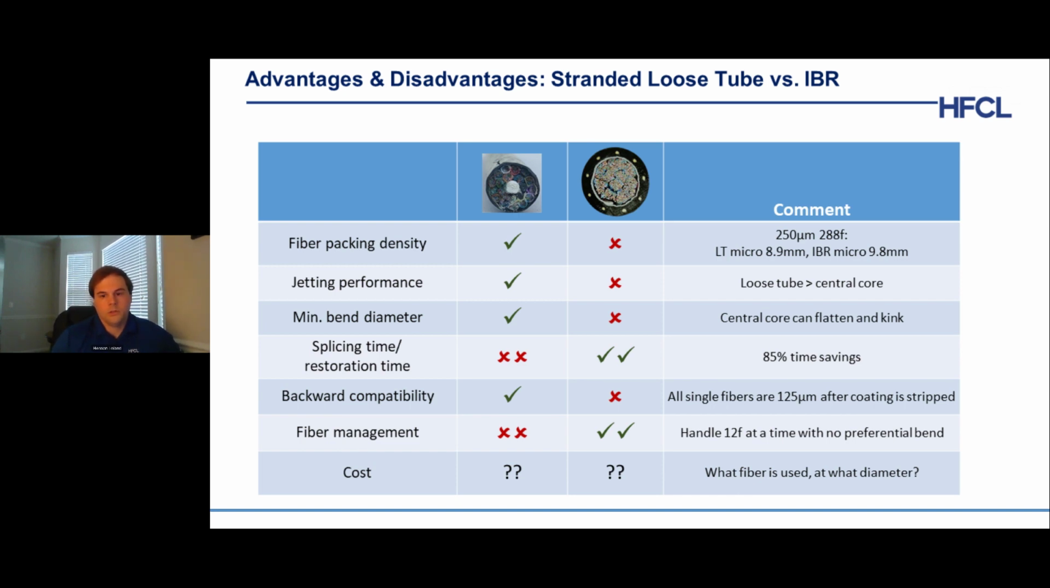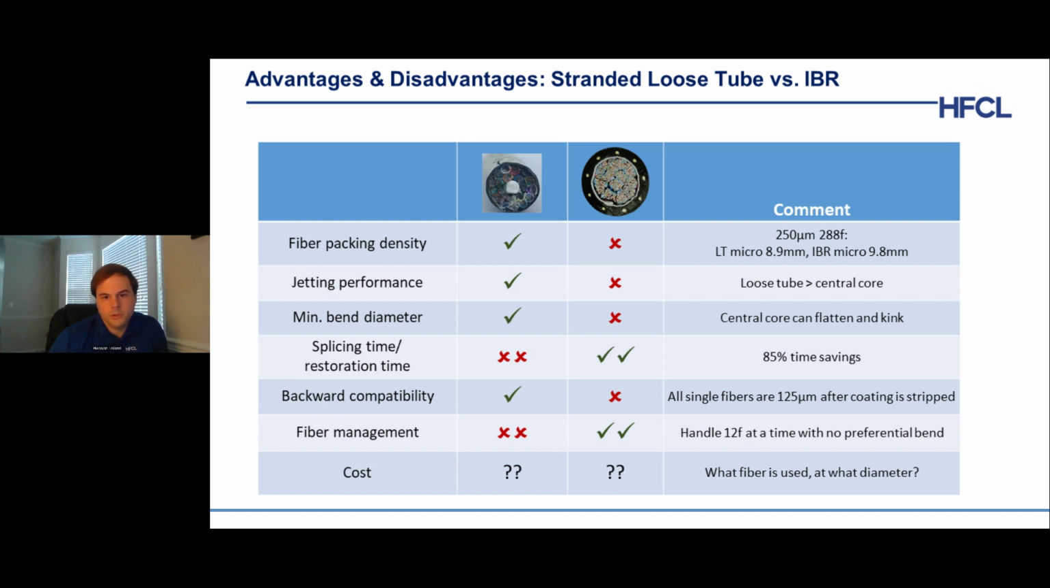Okay, moving on to the next slide, advantages and disadvantages of stranded loose tube versus our intermittently bonded ribbon. The fiber packing density, loose fiber within a loose tube configuration is going to beat out intermittently bonded ribbon. There's just a little bit extra in terms of the sheath specific for the intermittently bonded ribbon. And so you'll see a difference here in terms of the sizing there.